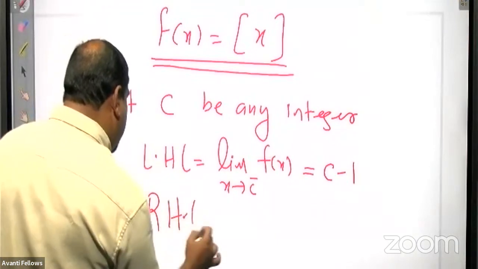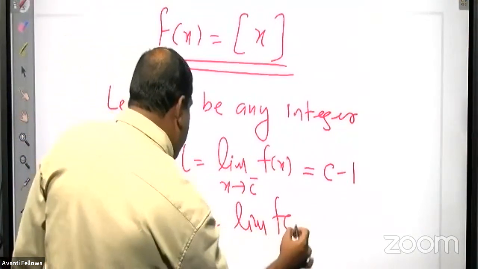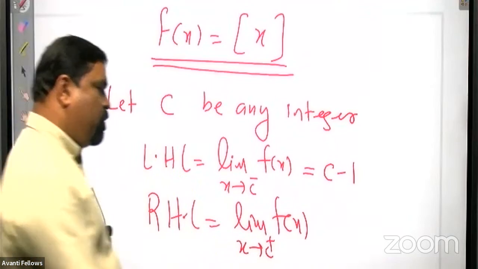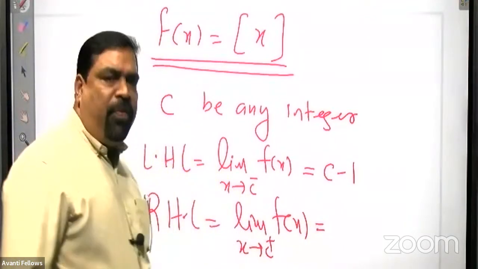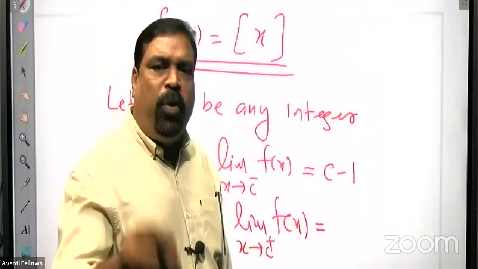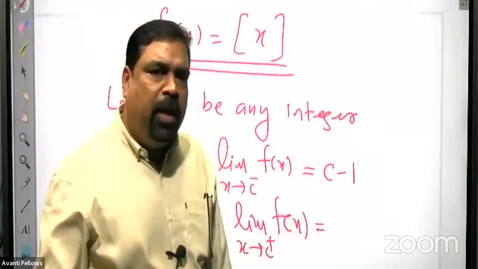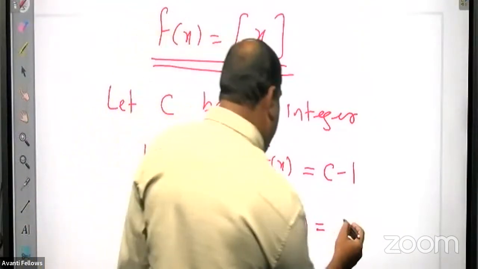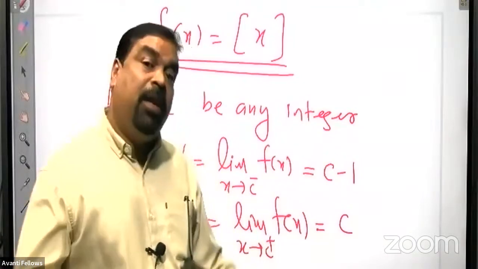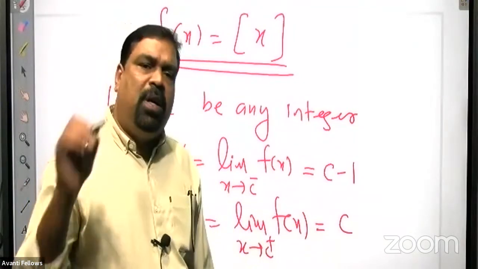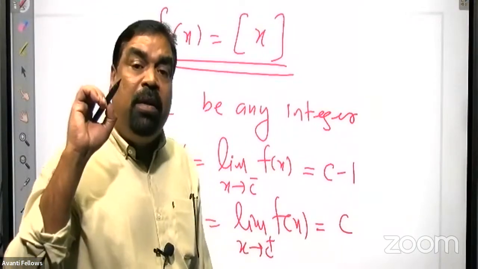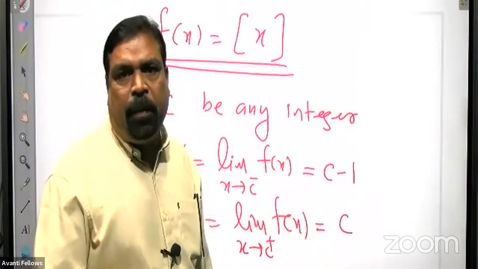And the right-hand limit. What is the right-hand limit of this function at the point C? We write x tends to C plus of f of x. For example, at the point 2, just right of 2, 2.1, the image is 2; 2.01, the image is 2, like that. So at any point C, the right-hand limit will be C only. Very clearly, the left-hand limit is C minus 1 and the right-hand limit is C. Both are not equal, so the greatest integer function is discontinuous at all integral values, at all integers.